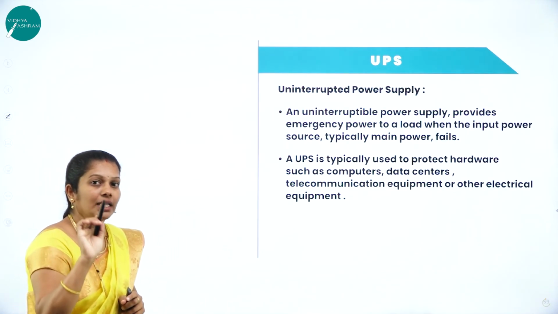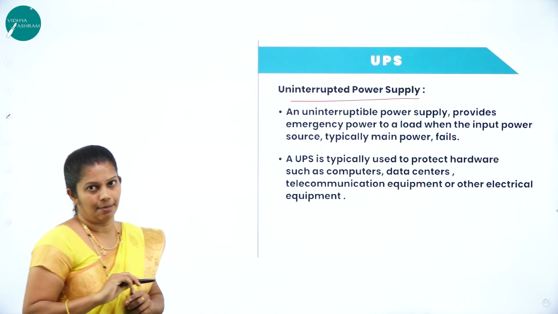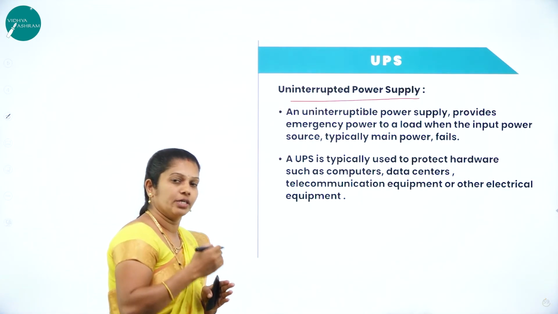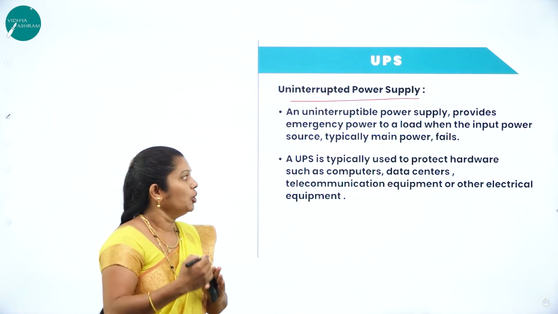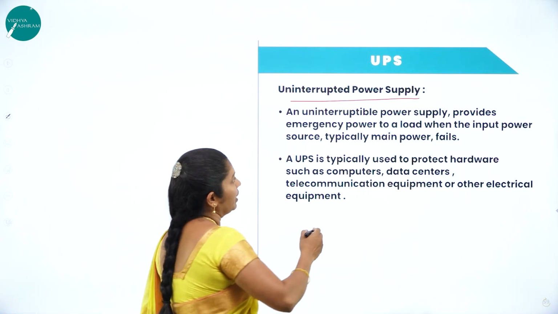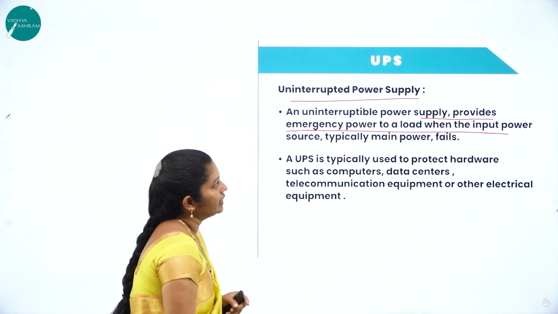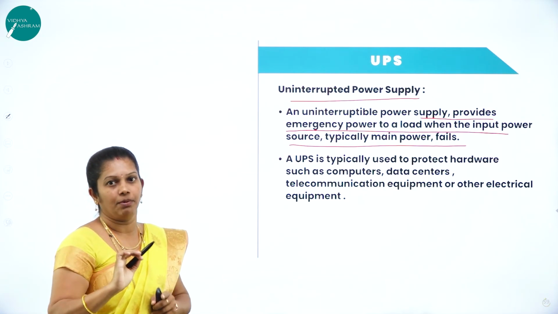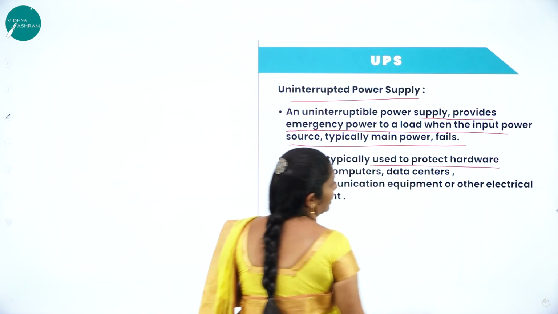UPS stands for uninterruptible power supply. Then what is the main use of this UPS? When you don't have the main power source, at that time it will supply the power. There are two types, offline UPS as well as online UPS. UPS provides emergency power to a load when the input power source, typically main power, fails. When there is a failure in the main power, at that time this UPS will supply the power. UPS is typically used to protect hardware.